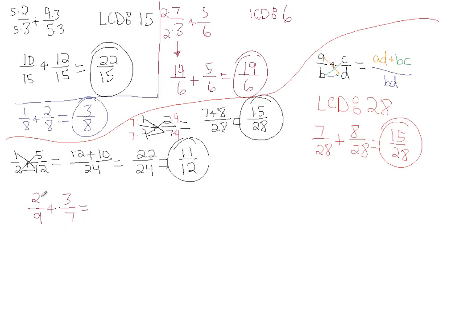All right, so our first term is 2 times 7, which is 14. We're adding. Second term is 9 times 3, which is 27. And our denominator is 9 times 7, which is 63. 63 is our denominator. Add across the top. 14 and 27 is 41. 41 63rds is our answer.